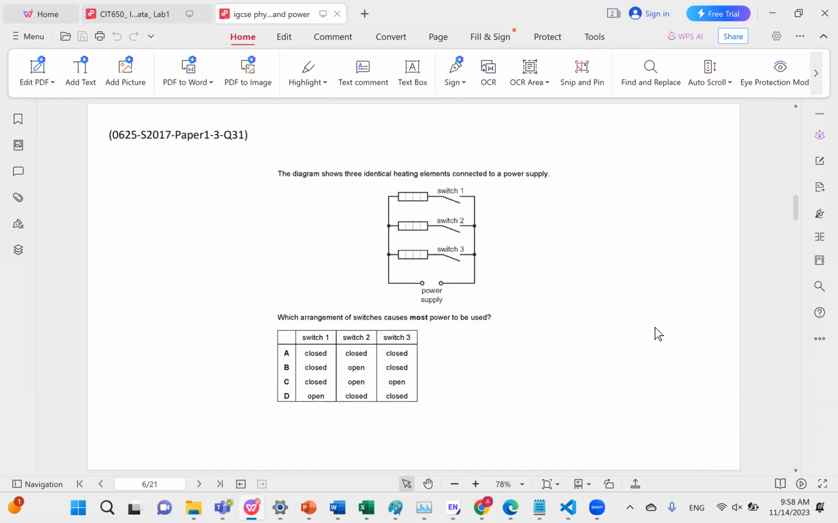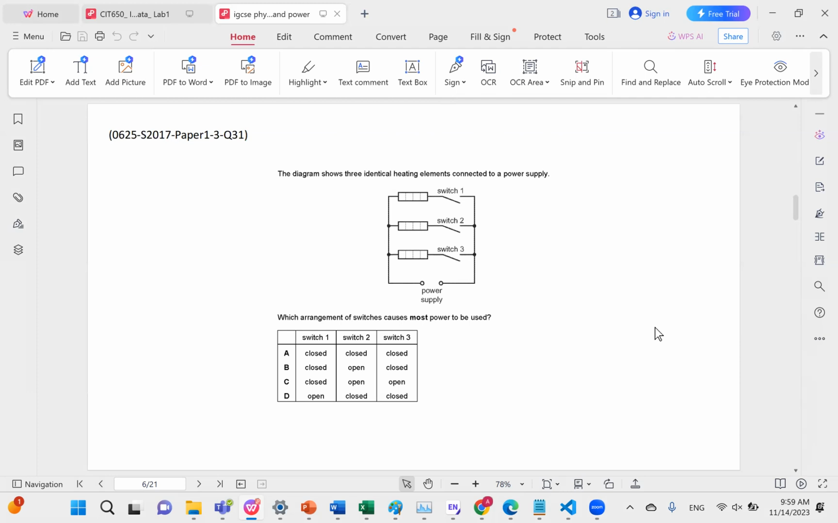The diagram shows three identical heating elements connected to a power supply. Which arrangement of switches causes the most power to be used? Well, this is a pretty logical question. Which arrangement would we be consuming the most power? Obviously, if all the three heaters are working.